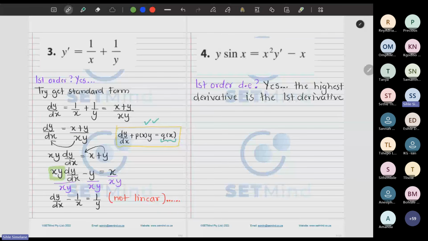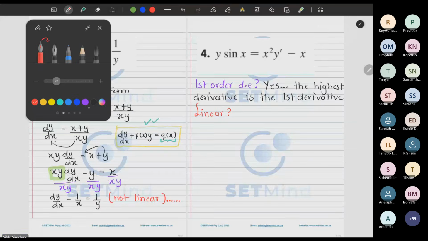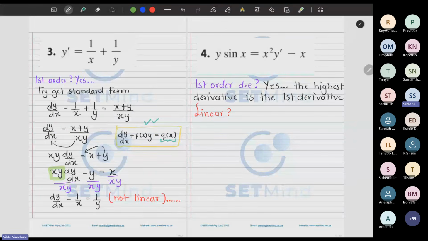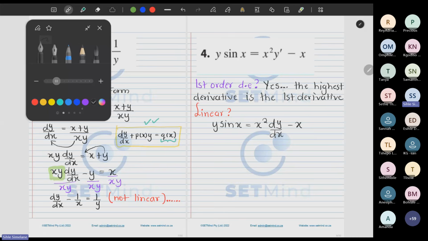Okay, that is why. So now let's go and have a look at, is it linear or not? And your test one will have a lot of these problems where they say, show that this operator is linear and whatnot. But let's look at first order differential equations for now. So you have y sine of x equals x squared dy dx, and then minus x. So let's try and arrange this such that we can write it in the way which we are used to.